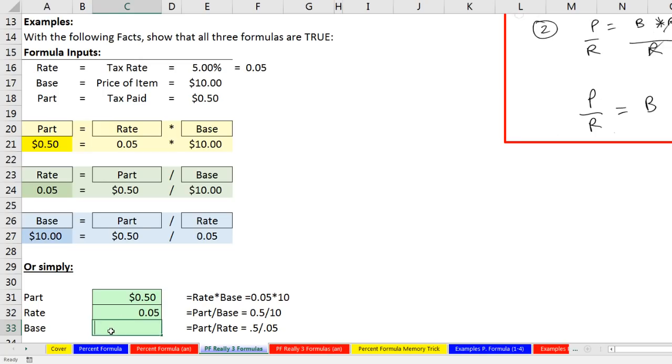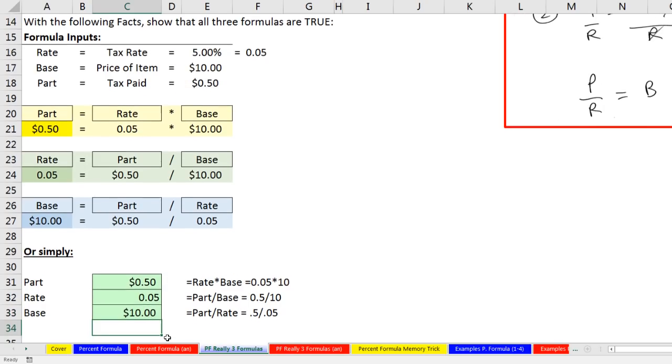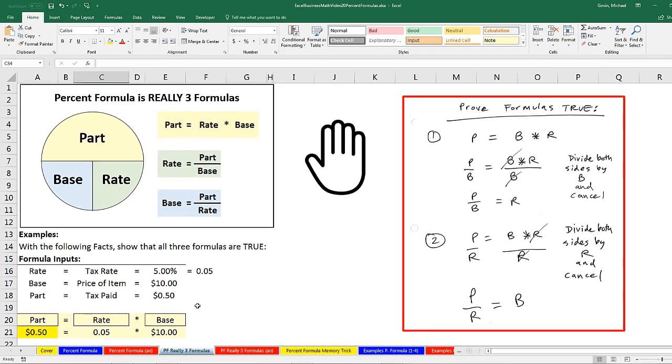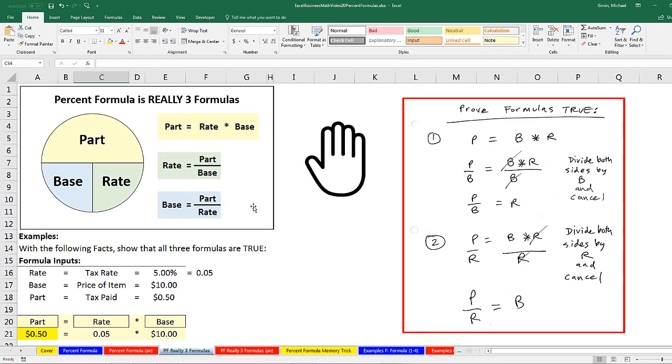The base I'm solving for, given that I know part divided by the rate. And when I hit enter, there's the 10 bucks. All right, so that's a simple example where we're just trying to familiarize ourselves with the formulas. Now let's go look at 8 awesome examples. I'm going to go to the sheet Examples, Percent Formula 1 to 4.